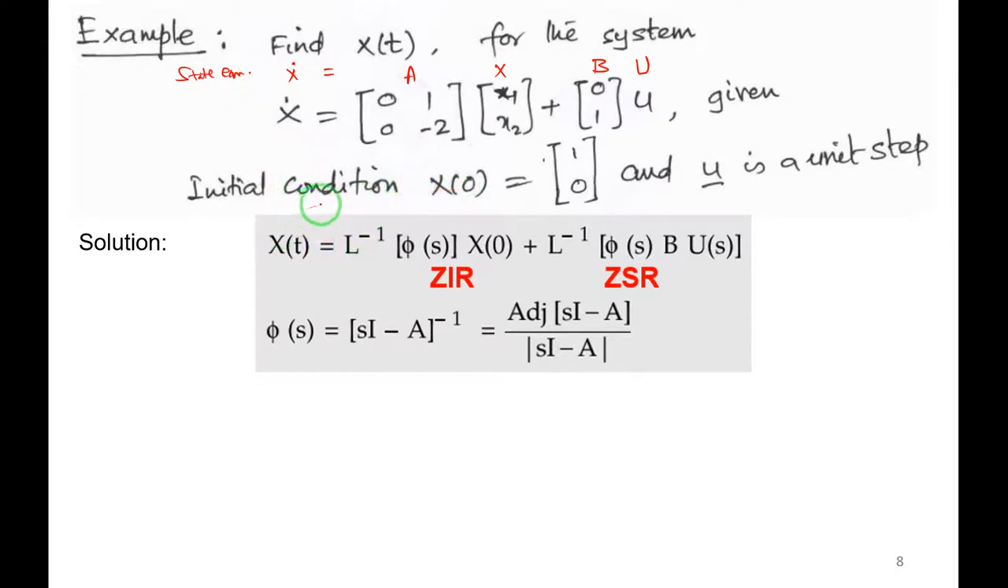Then the initial condition is given, x of 0 equal to [1 0], right? And u is the unit step input. You can observe here, x dot equal to Ax plus Bu. This is a non-homogeneous equation, so the given equation is a non-homogeneous equation.